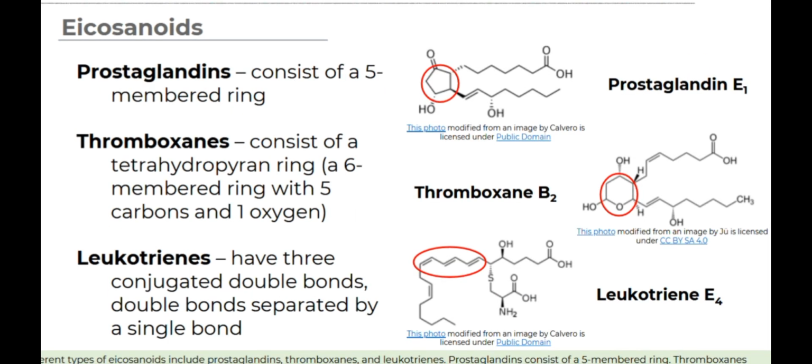Different types of eicosanoids include prostaglandins, thromboxanes, and leukotrienes. Prostaglandins consist of a 5-membered ring. Thromboxanes consist of a tetrahydropyran ring, a 6-membered ring with 5 carbons and 1 oxygen. Leukotrienes have 3 conjugated double bonds separated by a single bond.